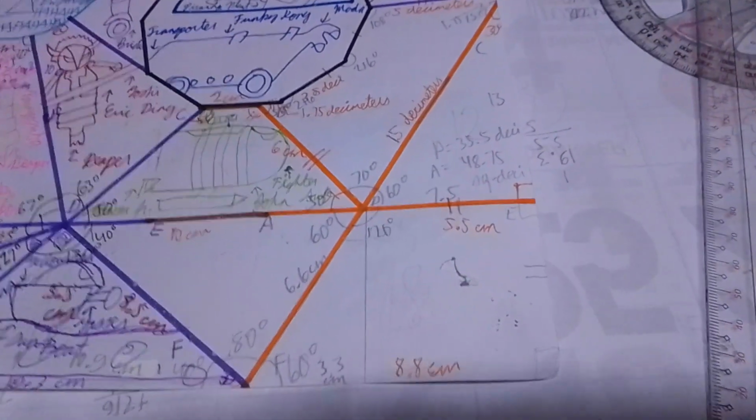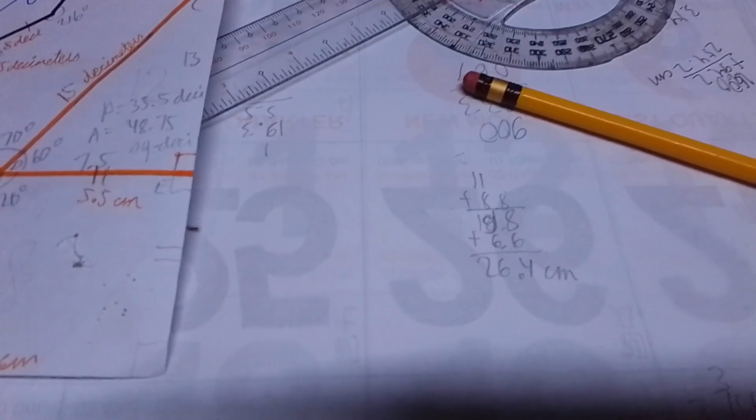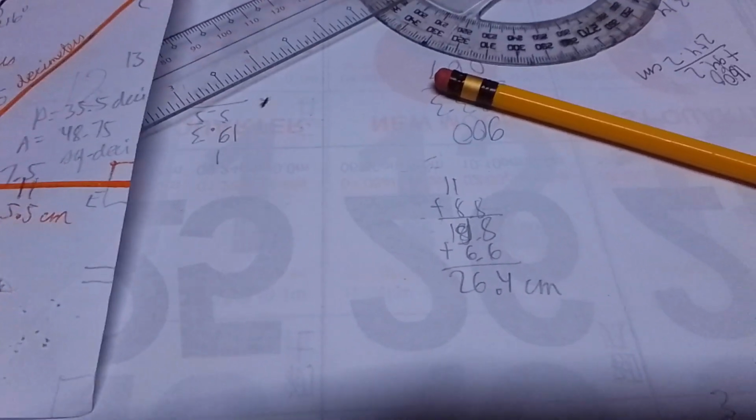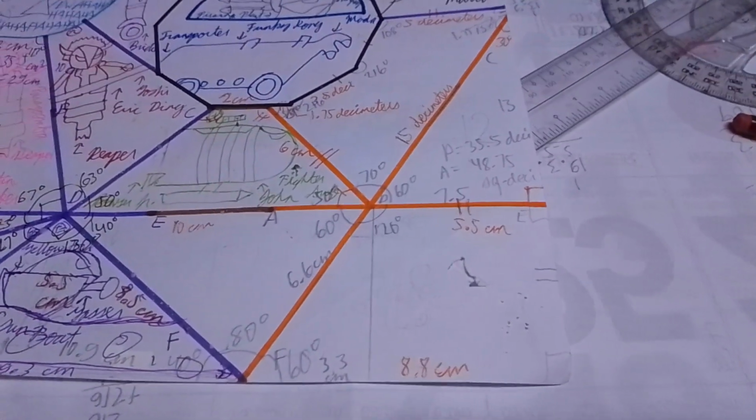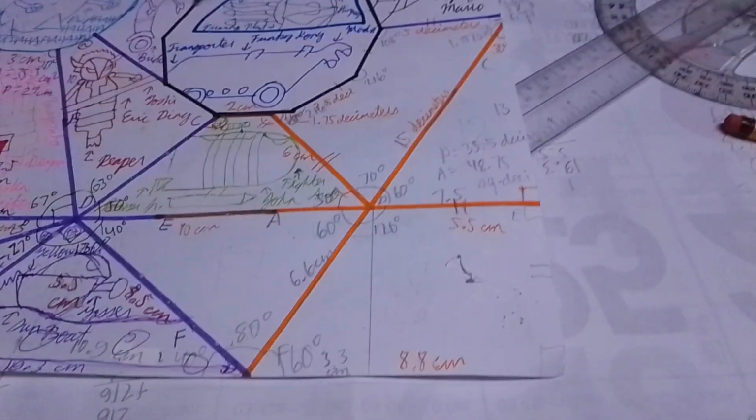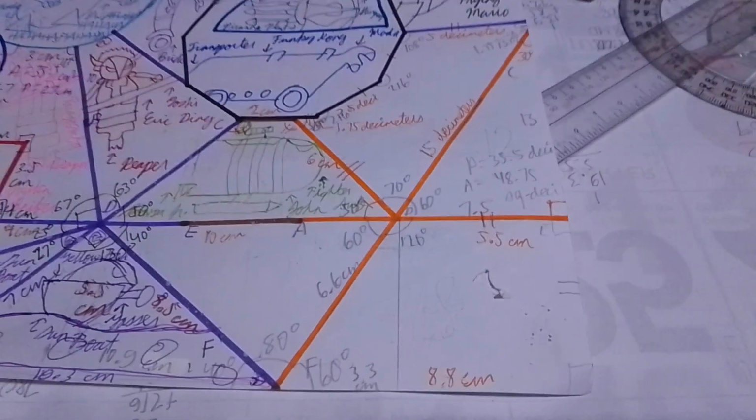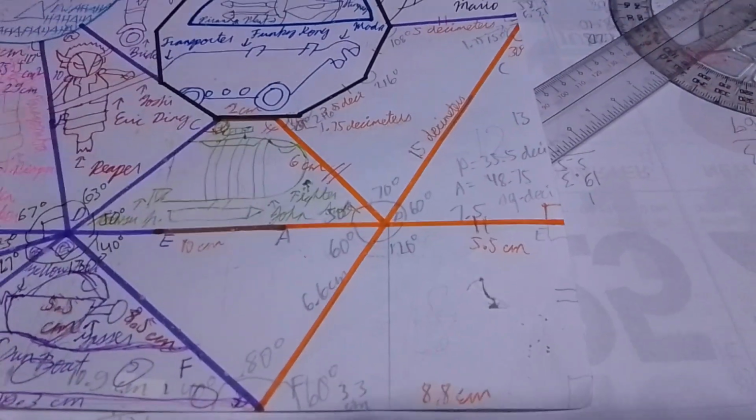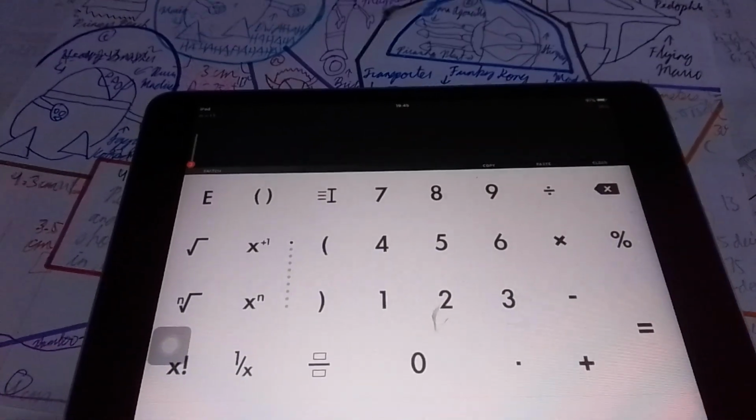Then 11 plus 8.8 is 19.8. What is that? That is the perimeter of the trapezoid, 26.4 centimeters. Now, to solve for the area. To solve for the area, our formula is the summation of the two bases, times the height, divided by 2. So 8.8 plus 5.5 is equivalent to 14.3. Right? You can also follow along with me as you type in the calculator.